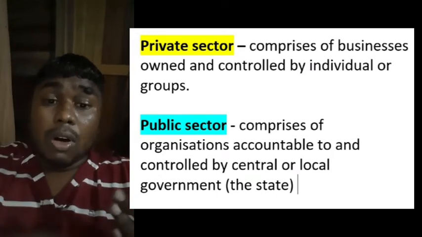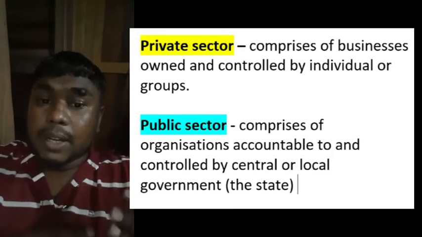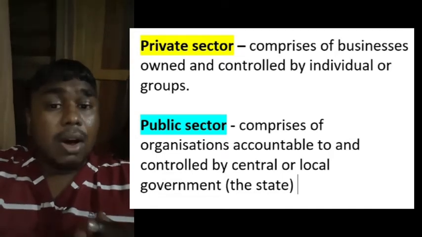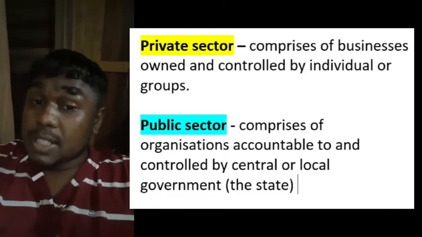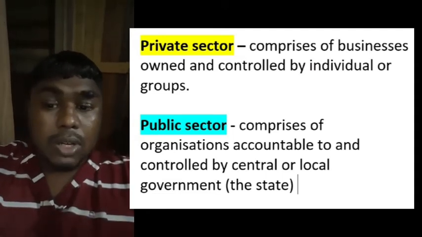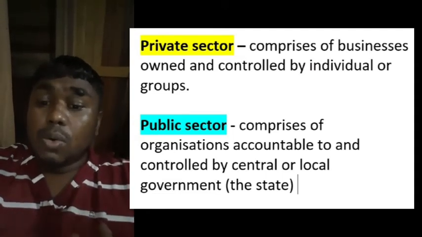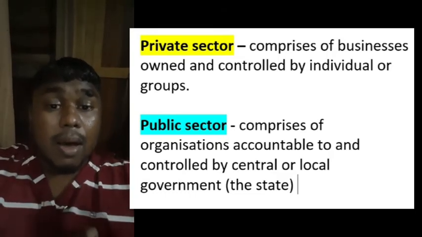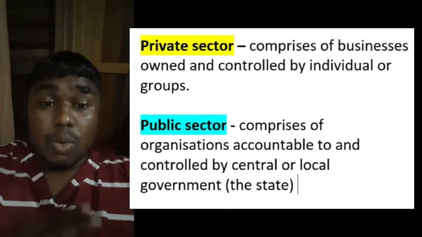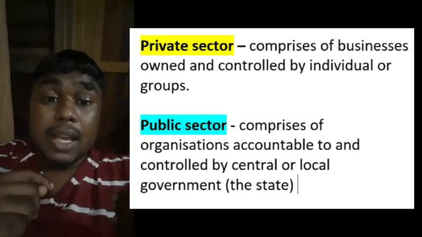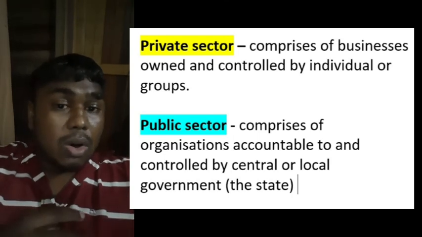Then there are some organizations that are publicly owned, or owned by the government, for example the government hospital, government schools, the water company, the electric company. So that is the difference between a private sector and the public sector. The private sector is owned by private individuals and the public sector is owned by the state or the government.